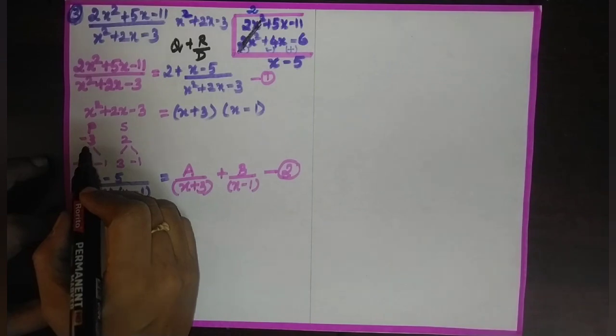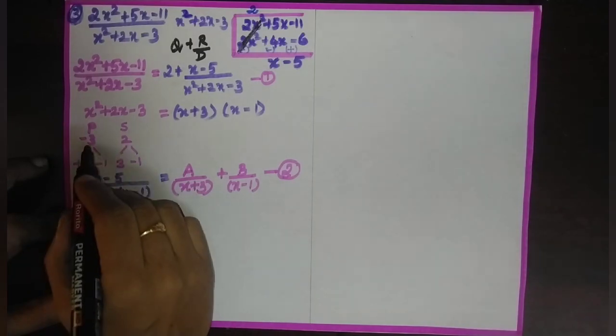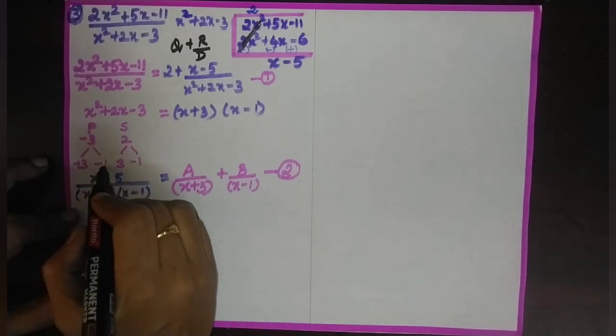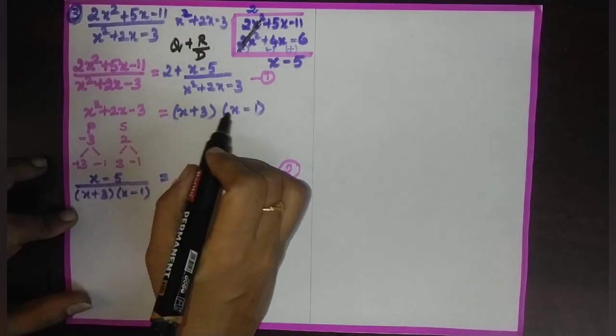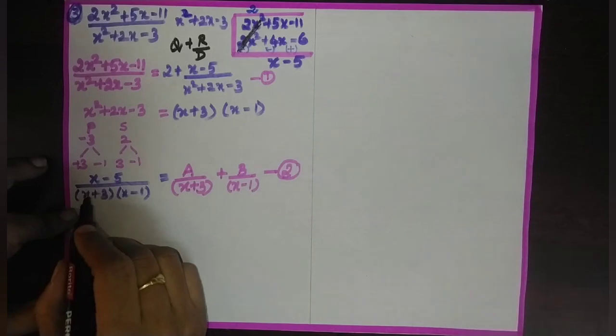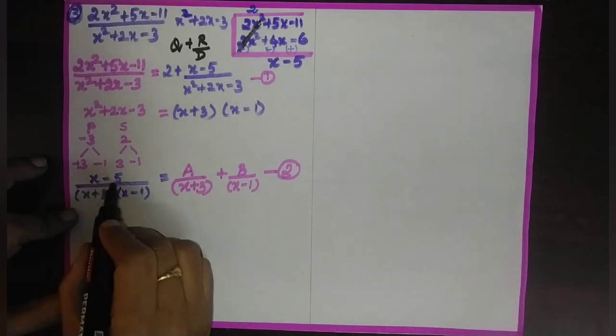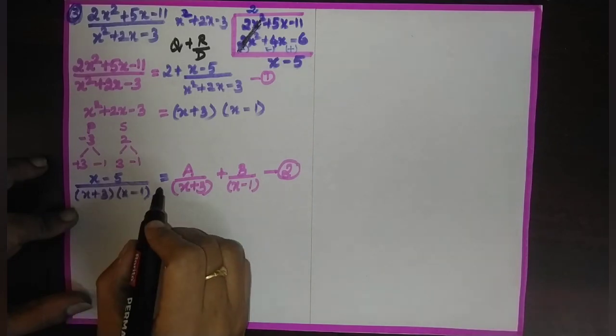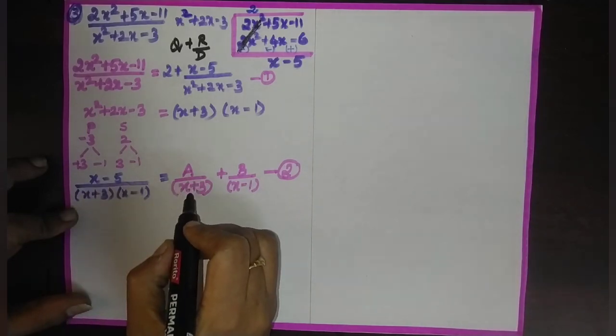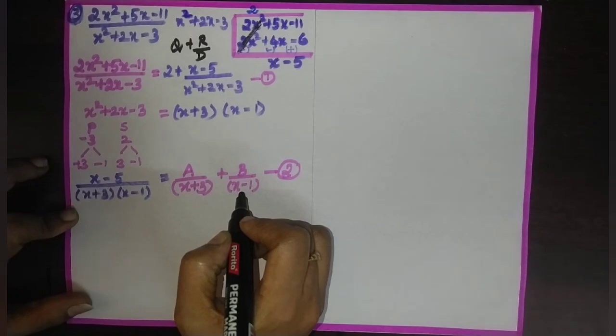Product is minus 3, sum is 2. So minus 3 can be written as plus 3 into minus 1. So we get the factor as x plus 3 into x minus 1. It comes under type 1. X minus 5 by x plus 3 into x minus 1. The expansion for this case is a by x plus 3 plus b by x minus 1.